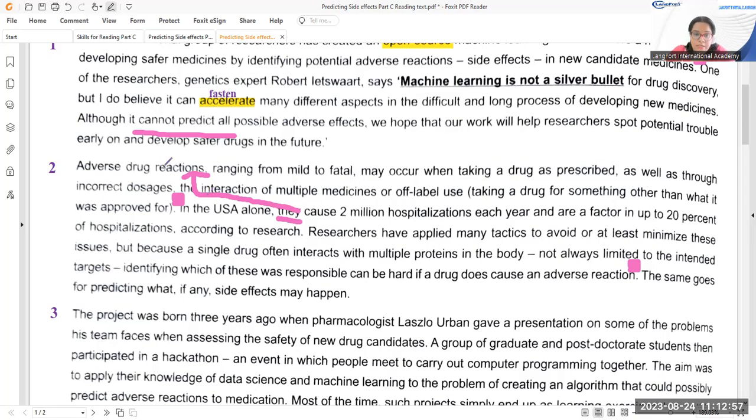All of you go through the extract. Don't forget, when we go to the options, you cannot forget what you have read. So form a map in your mind about the second paragraph. It talks about a variety of drug reactions and their causes, and the proportions of hospitalizations due to drug reactions, and how researchers are trying their best, but drugs often interact with multiple targets even though they're intended for one target, and it's very difficult to find out which target is responsible for the problem. More than that, it's difficult to predict what side effect may happen. Keeping that in mind, let's have a look at our options.